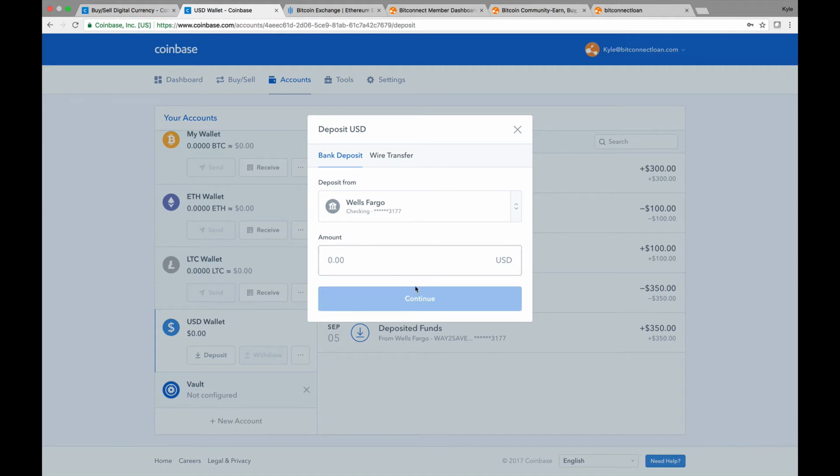But you would enter your dollar amount, click continue, and then it's going to ask you to confirm that dollar amount, and then click confirm. So we can just see what that looks like.